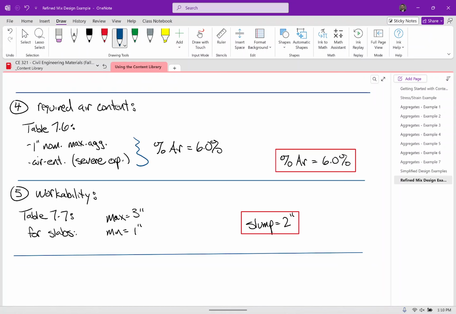Again, I kind of want you to get into the habit as you do these steps that at the end of each step you get an answer, all right? So at the end of step 4, we have a percent air. At the end of step 5, we have a slump, okay? So at the end of each step, I want an answer. Okay, so step 6. Step 6 is going to be looking at our water, the amount of water we're going to put into the mix, okay?